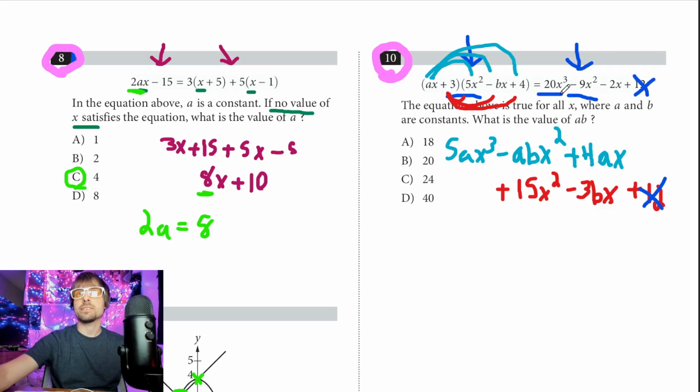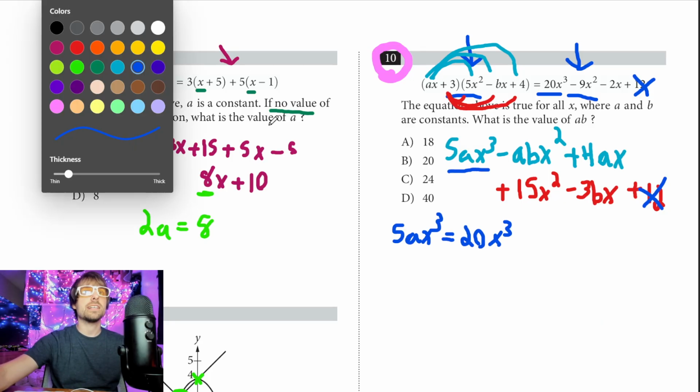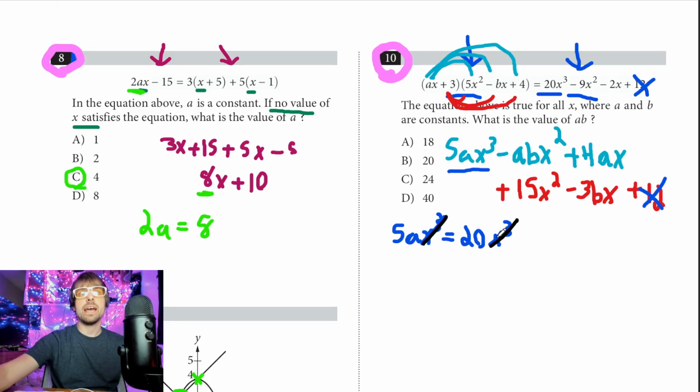And we'll start with our x to the third. So therefore, 5a x to the third should be equal to 20x to the third. So we can divide both sides by x to the third. Get rid of this, get rid of that. And then it looks like our a is just going to be equal to 4 here. And then we kind of have a decision to make here.